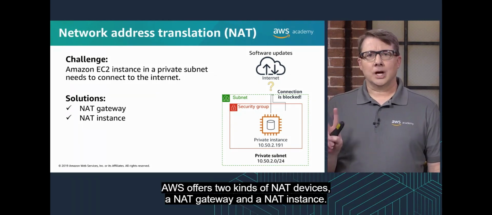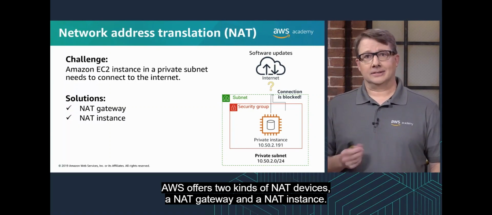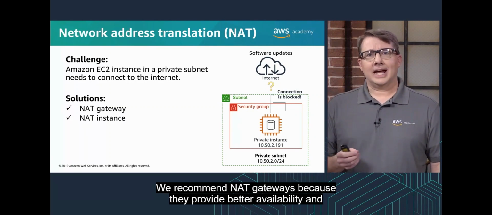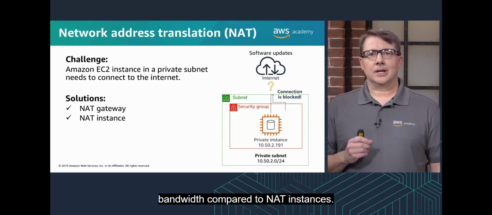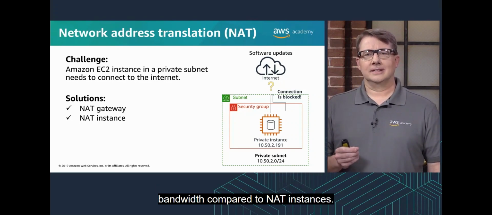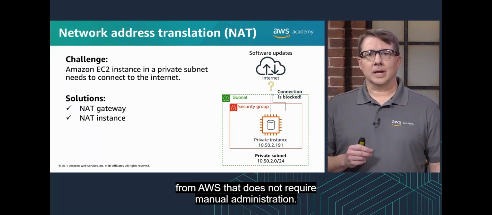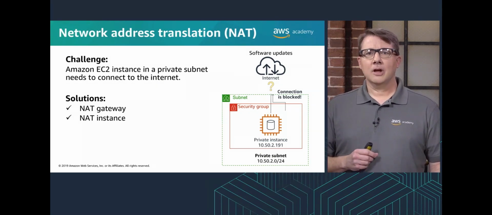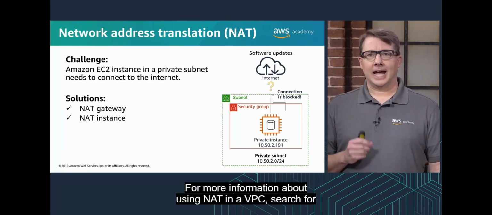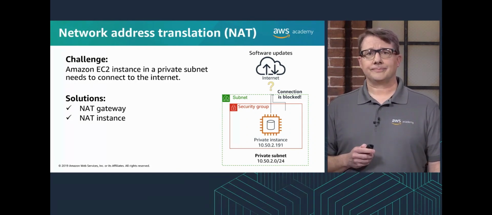AWS offers two kinds of NAT devices: a NAT gateway and a NAT instance. We recommend NAT gateways because they provide better availability and bandwidth compared to NAT instances. The NAT gateway service is a managed service from AWS that does not require manual administration. For more information about using NAT in a VPC, search for VPC NAT in the AWS online documentation.